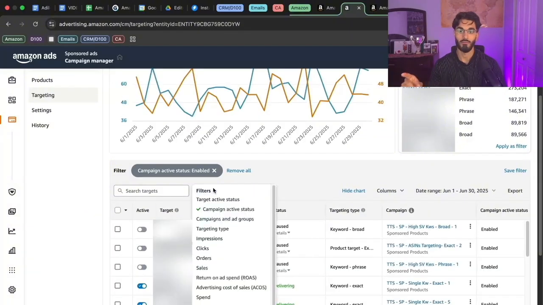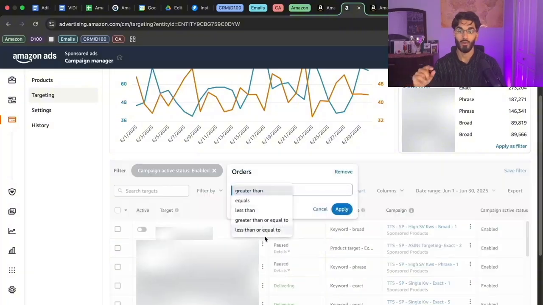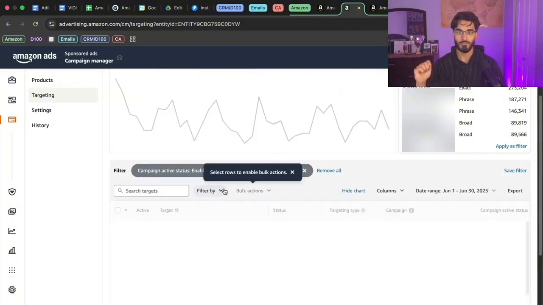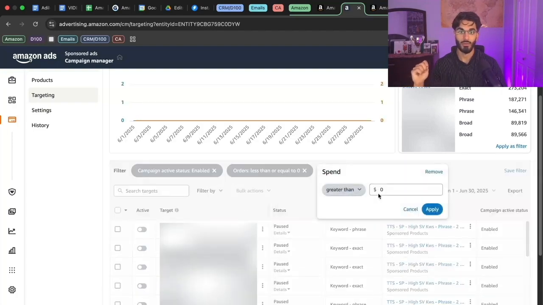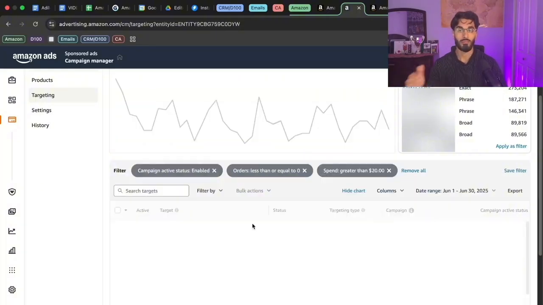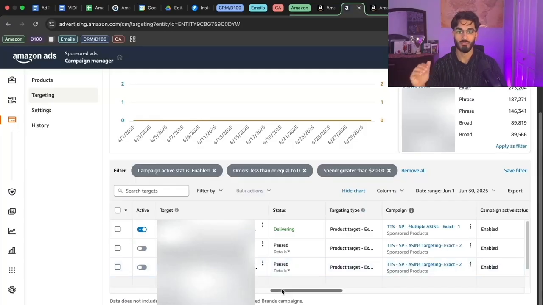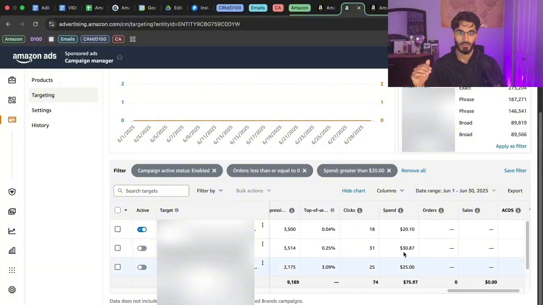Okay, now the first thing I want to do is filter out the campaigns or targets that are not generating us profitable sales, just wasted ad spend, because I want to clear out all that data. So first, I'm going to hit orders. I want orders less than or equal to 0. Now it's going to give us all those. Then I'll filter by how much we're actually spending. I want to see which keywords we're spending on, ideally more than $20. Anything more than $20 with 0 orders, I know these are terms that are not going to convert for us, so we're just wasting money. For example, in this account, we have $20, $30, $25. So I know right out the gate, I've got to negate all of these terms.